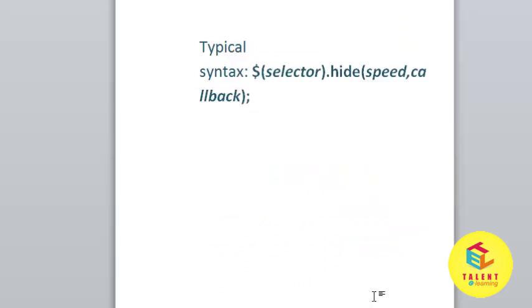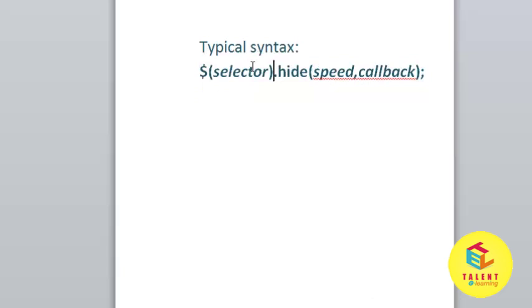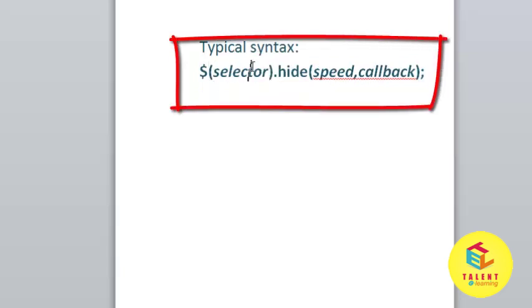Here is the syntax for the callback function. First dollar, then the selector, dot, any method name. Then inside the parameter, you can pass speed and callback function. So in this syntax, this callback function will be executed after this method is completed.